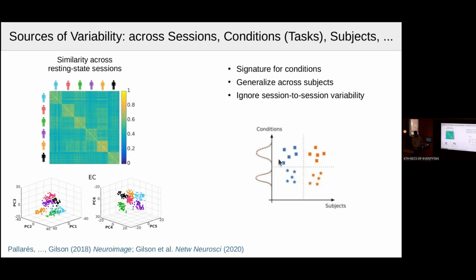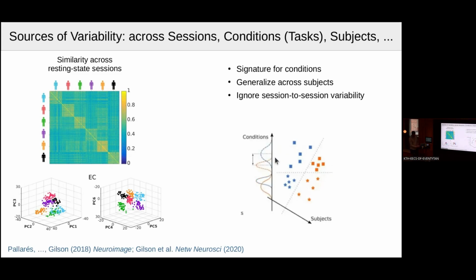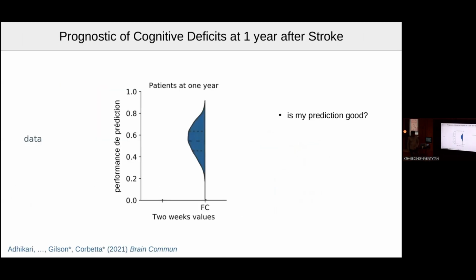And so if you want to find classification for a condition, like here the pathological condition, you want it to be somehow orthogonal to the bias for the subject. So if you manage to orthogonalize the signature related to the pathology and the subject, then it's fine. But if you don't do that, then in the end, you've got the subject identity contaminating the condition signature.